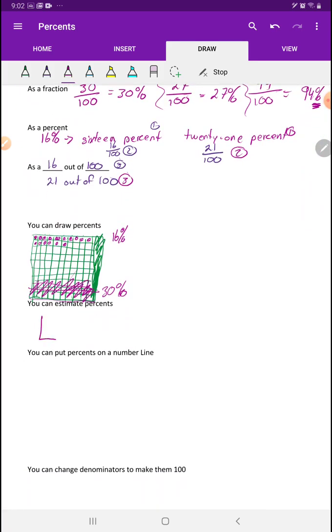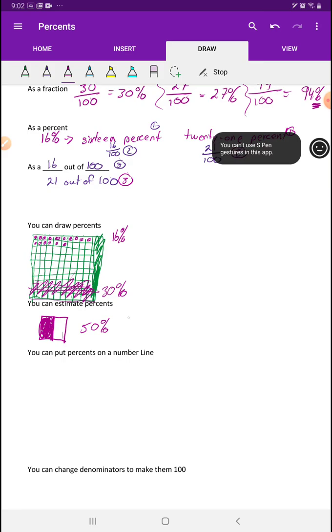So let's say somebody gives me a box like this and asks me about how much of the box is colored there. Well, I look at that and I see it's half the box. Well, I know half of 100 is 50. So it's 50%. Okay. Another way of looking at this is I know I have 1/2.